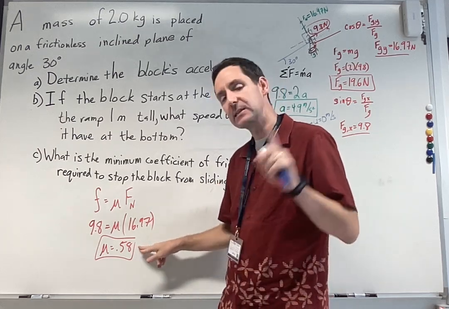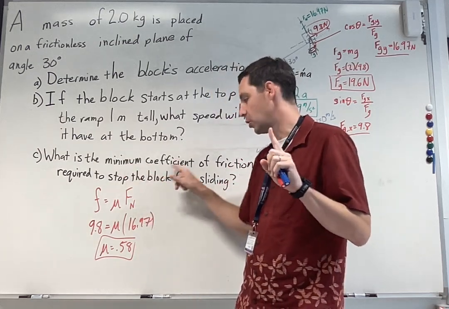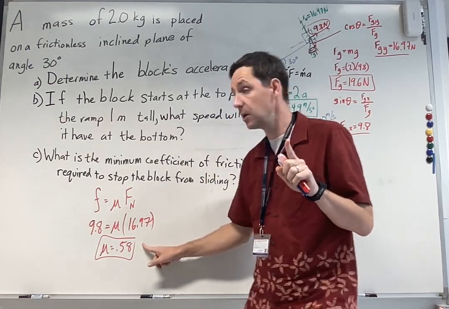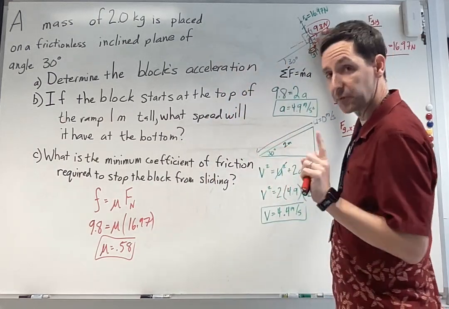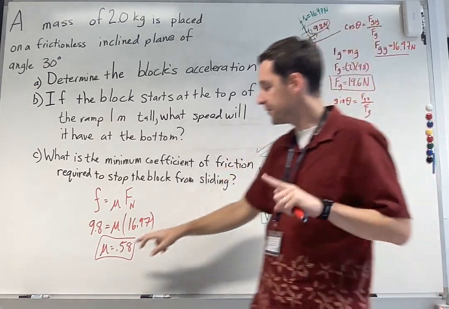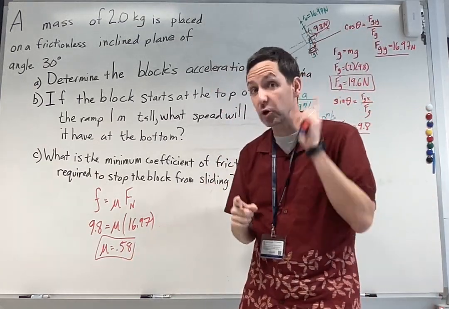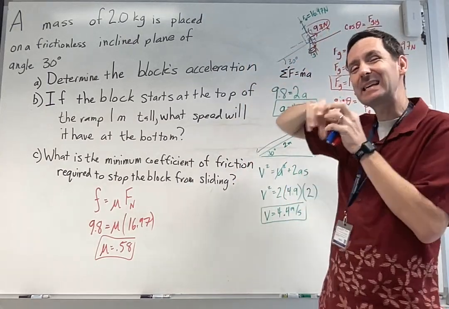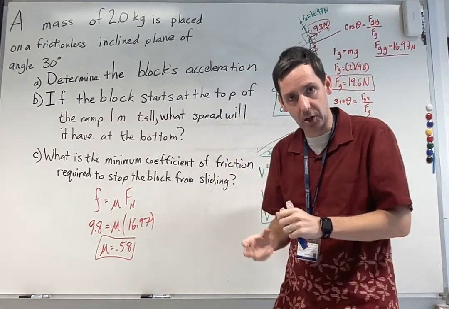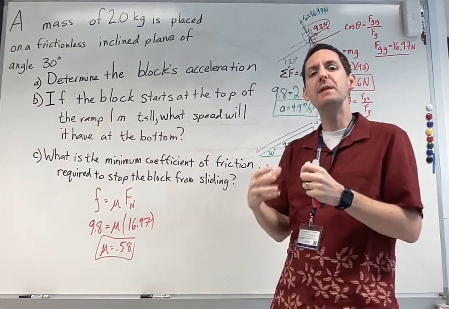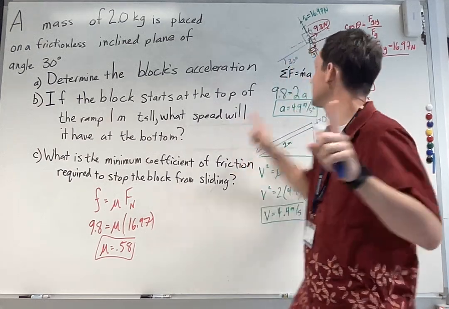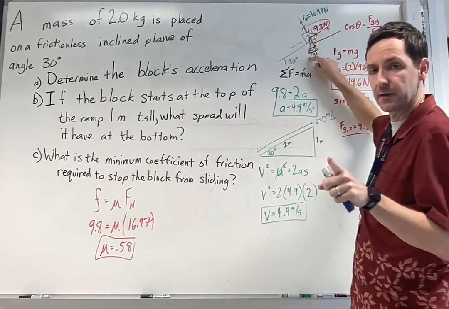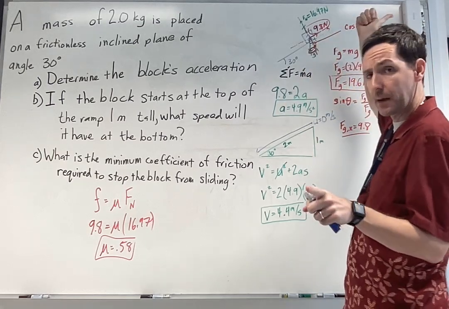Now, the reason why the question says the minimum coefficient of friction is because if this is the coefficient of friction, then I will have this much friction, okay? If the coefficient of friction is greater for static friction, then this number has the capability of being higher, right? It could be more. Now, in this situation, it would still be 9.8, because if it was bigger, then it would be bigger than the force of gravity down the hill, and it would start going up the hill.